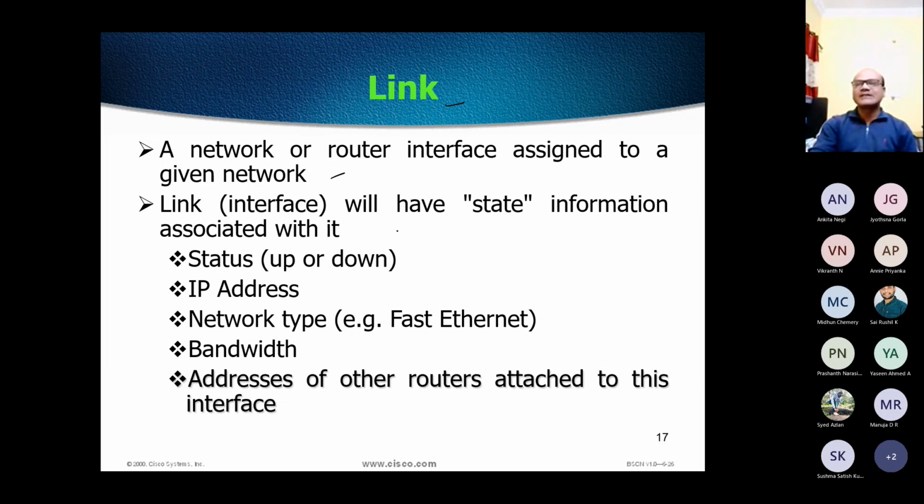He's talking about the interface. A link is nothing but an interface. So the state it has associated with it might be up or down. The addressing is talking about IP addressing, so which network you are given, and the network type. Maybe you are using Fast Ethernet, Ethernet or Gigabit, and bandwidth, and the addressing of the other router attached to the interface. So these are a few basic parameters of the link he's talking about.